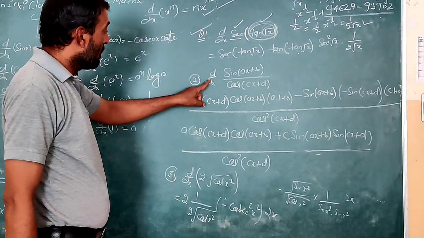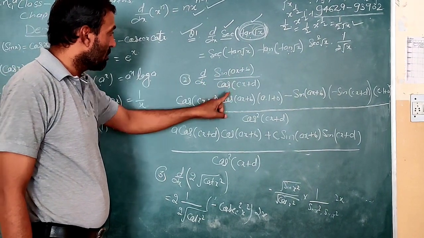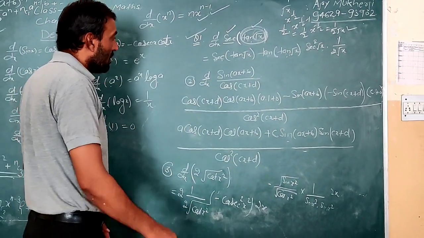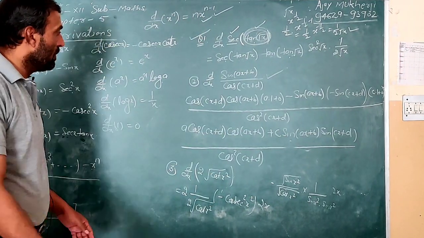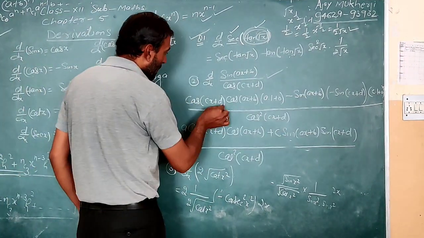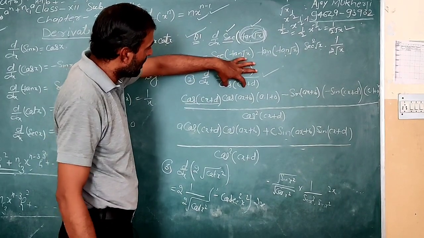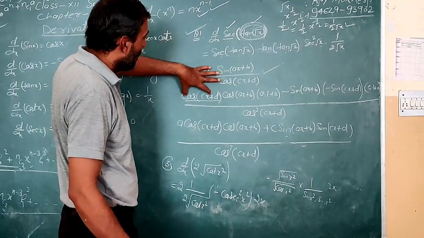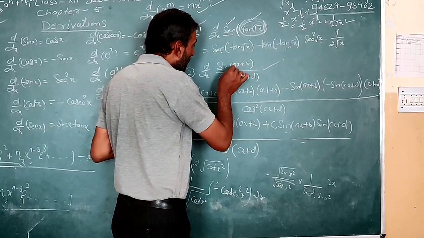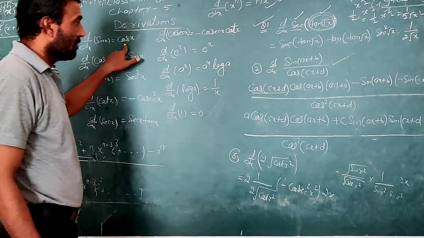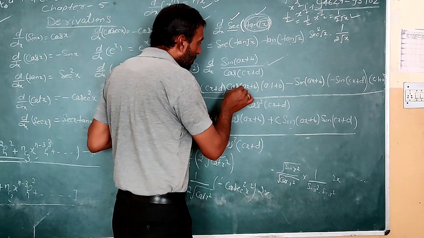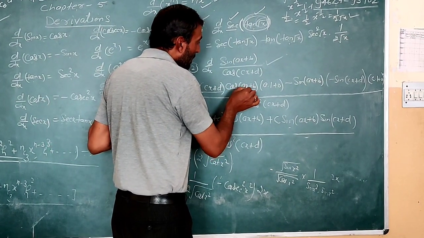Now the derivative of d upon dx of sin(ax plus b) upon cos(cx plus d). Now we have to apply the divide rule. Divide rule means, first of all, we take the denominator. This is the denominator, and then the derivative of the numerator. The derivative of sin is cos. Look, d upon dx sin x is equal to cos. The angle is the same, ax plus b.